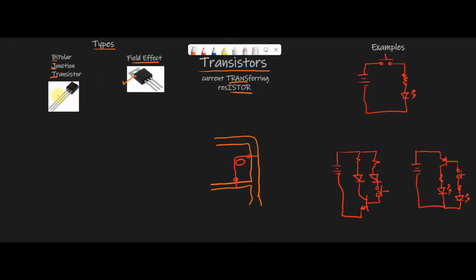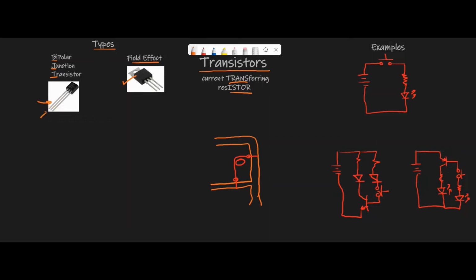Now you can see the picture. It's a 3-pin piece. Inside this little piece of silicon, just like we talked about with diodes, there is some N-type and some P-type material. There's two different types of bipolar junction transistors that we're going to discuss, but let's start with the pins.